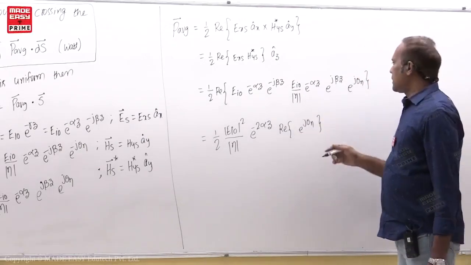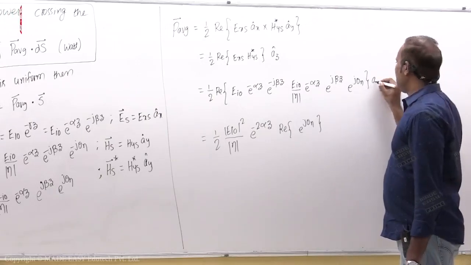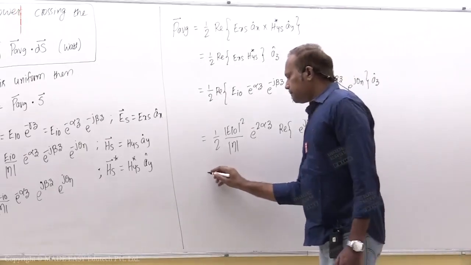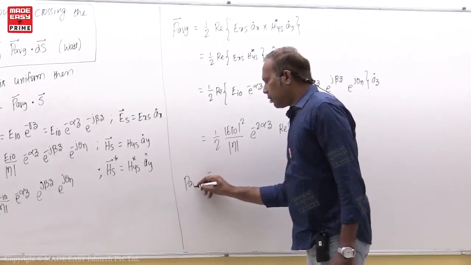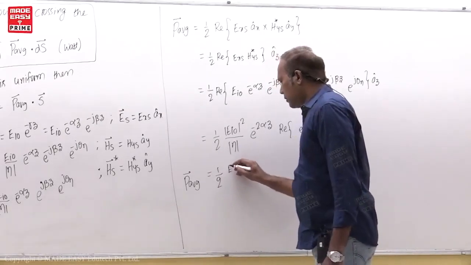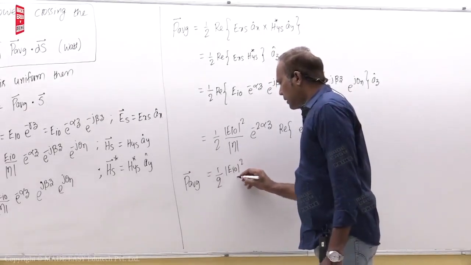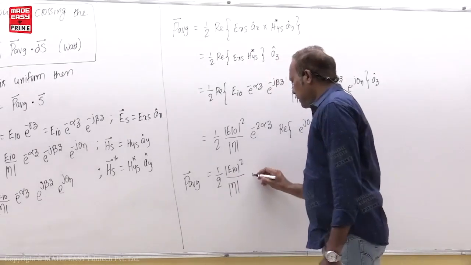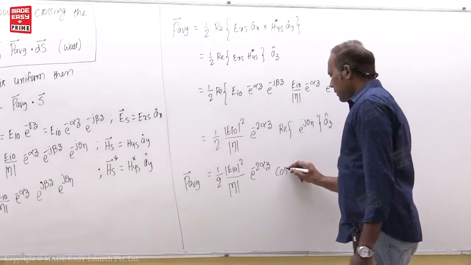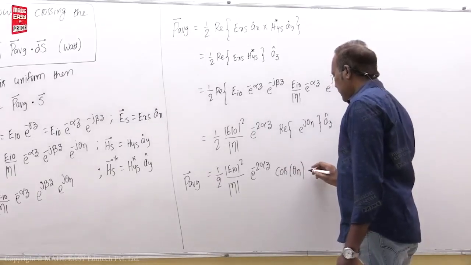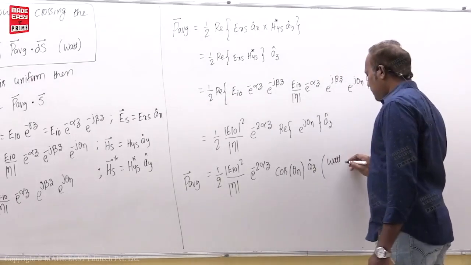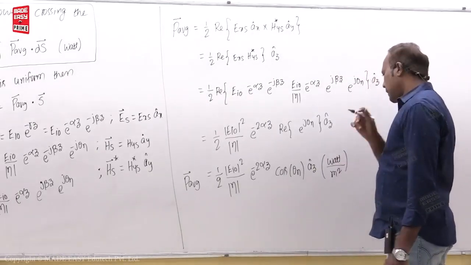Real part is actually cos theta_eta, and here a_z cap was there. So the average Poynting vector is equal to half into E_a0 square divided by modulus of eta, e^(-2 alpha z), and this is cos theta_eta a_z cap. So this is watt per meter square.